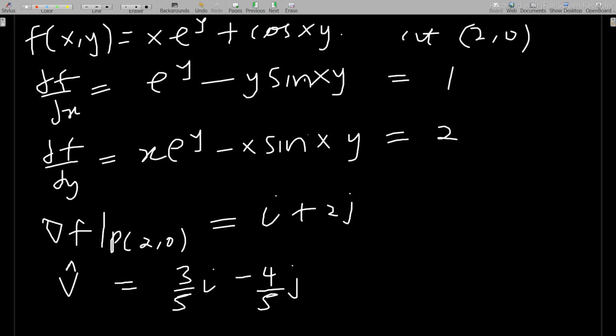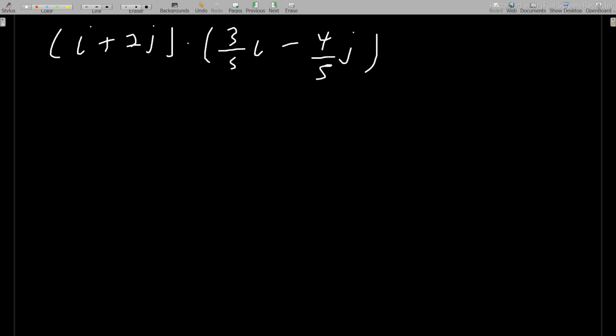Okay, alright, so now the dot product of these two is our directional derivative. Okay, so our final answer is i plus 2j dot 3 over 5 i minus 4 over 5 j. Okay, and this will be equal to 3 over 5 minus 8 over 5, which will be negative 1. Okay, so that is our solution. I hope this is very cool.